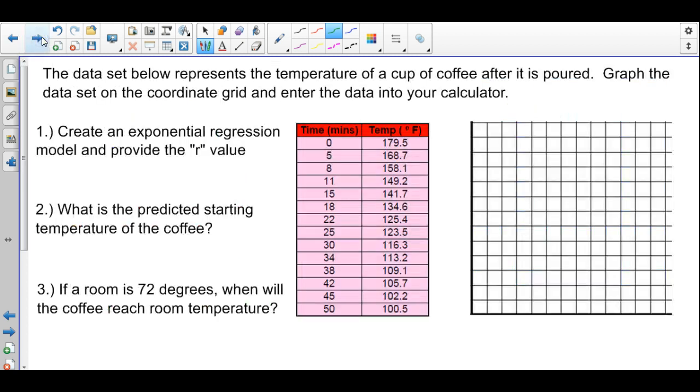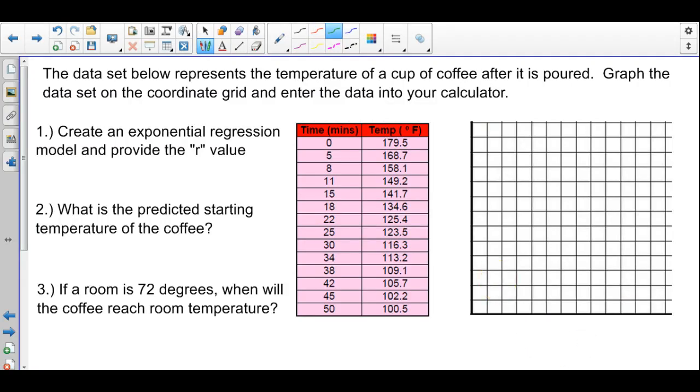And then the last one, what we're going to do for this problem is enter a bunch of data in, which really relates to my life. I'm a coffee addict, it's bad. And we're talking about the temperature of a cup of coffee as it's poured. So we're going to graph the data set on the coordinate grid and enter it in the calculator, get a regression equation, and make a prediction.